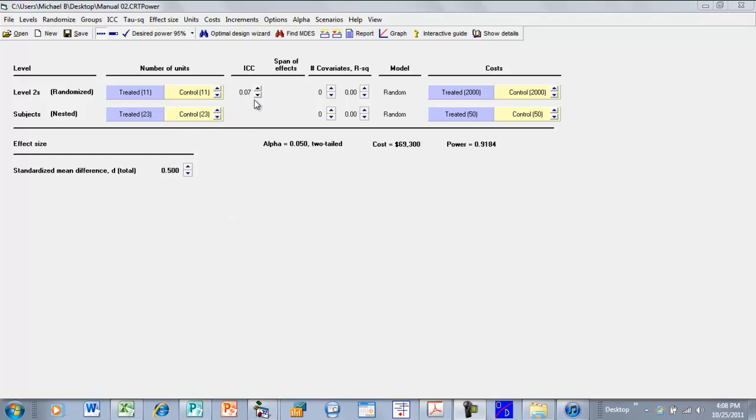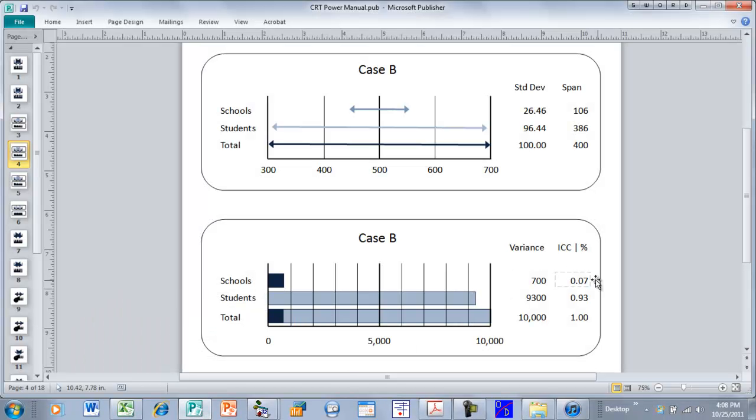We said that the ICC is 0.07, representing the proportion of total variance that takes place between schools. Let's take a minute and think about what that means. One thing that we can do is take a look at these schematics. These both are for case B. The one at the top looks at standard deviations, and the one at the bottom looks at variances. In each case, we have 3 rows: the total, students, and schools.